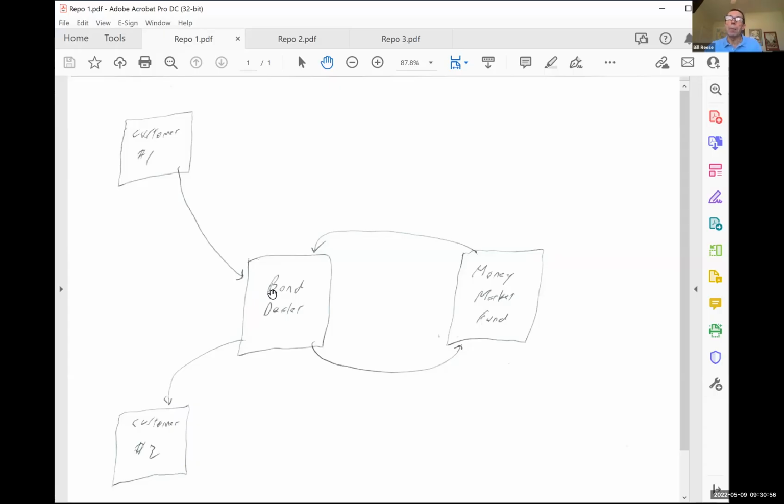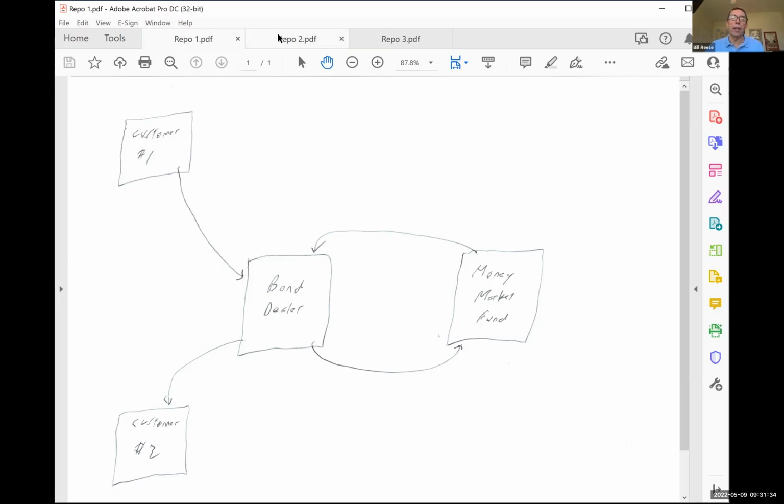But they need to have some money in the meantime to be able to pay customer number one before they get the money from customer number two, and that's done through this repurchase agreement. So the repurchase agreement is happening right here between the bond dealer and the money market fund. The reason the bond dealer needs to do this is so that they have financing to be able to buy this bond from customer number one and then resell it to customer number two.